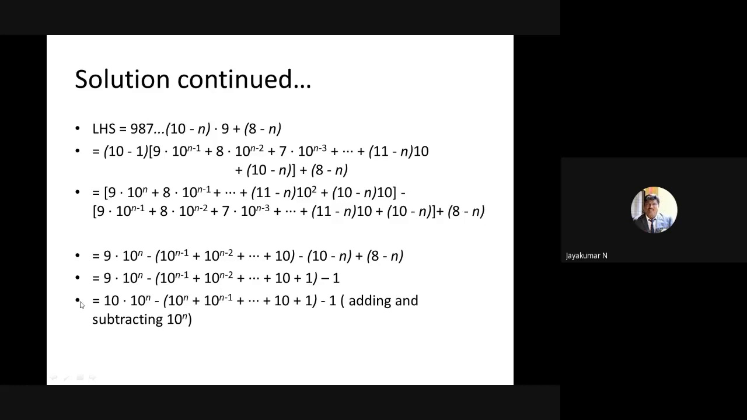So here what I am going to do is adding and subtracting 10 power n. In this step, I add and subtract 10 power n. When you add 10 power n, this term becomes 10 times 10 power n. If you subtract 10 power n, I can club the minus 10 power n within the bracket. So finally, I have minus of 10 power n, 10 power n minus 1, etc., up to 1, minus 1. Just adding 10 power n and subtracting 10 power n.